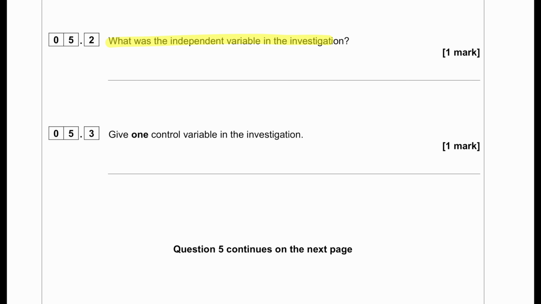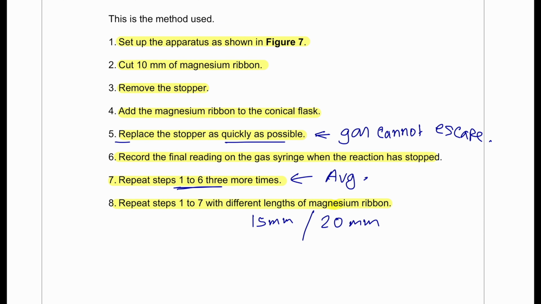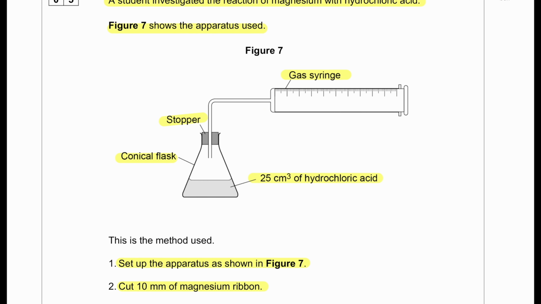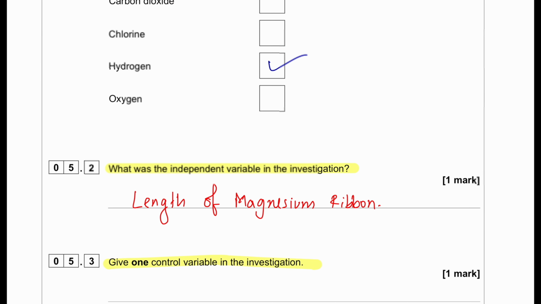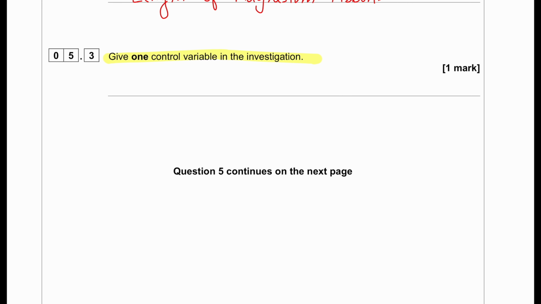What was the independent variable in the investigation? Guys, in this investigation, we have used variable lengths of the magnesium ribbon to repeat the experiment in later cases. So the length of the magnesium ribbon will be the independent variable. Give one control variable in the investigation. So in every experiment, we have added a fixed quantity of acid. So volume of acid will be our control variable.